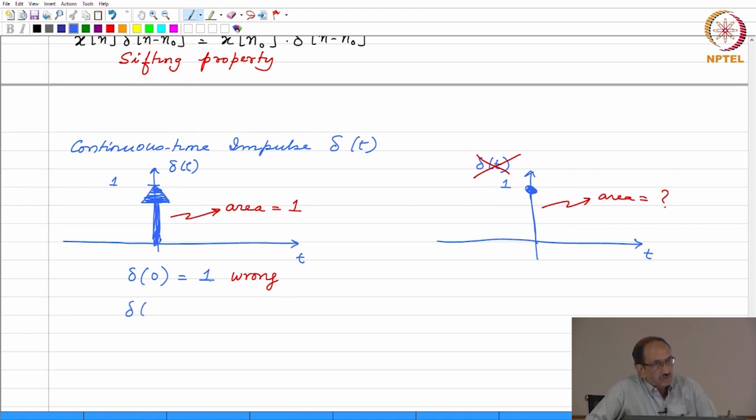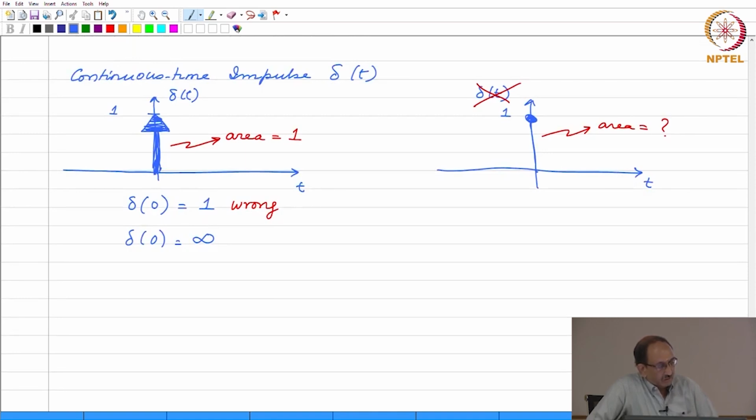So, delta of 0 being 1 is wrong. Then what is delta of 0? Not defined. Okay. Any other choices? Infinity. Infinity is a good number. 0 also is a very good number, by the way. But except when it appears on your test paper, it's a profound number. So, delta of 0 is infinity. We are not sure whether this is indeed true.